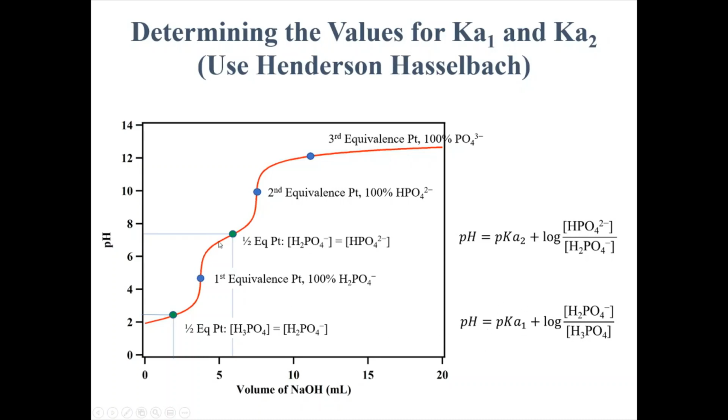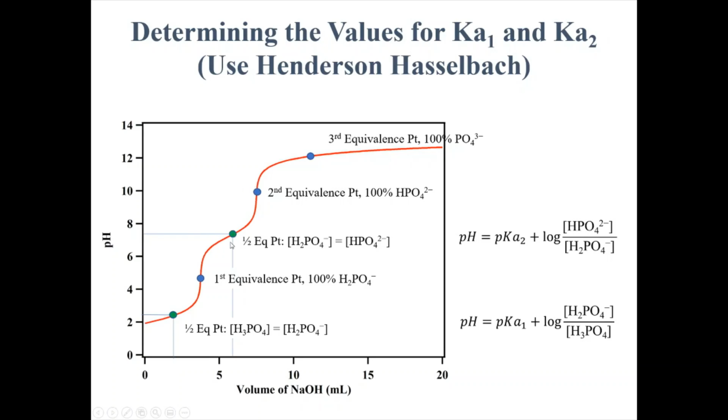And then we can do the same thing for the second equivalence point. We can realize that at the halfway point, we are going to have H2PO4 minus equal to HPO4 2 minus, so the diprotic and the monoprotic. So that log term will go to 0 here.